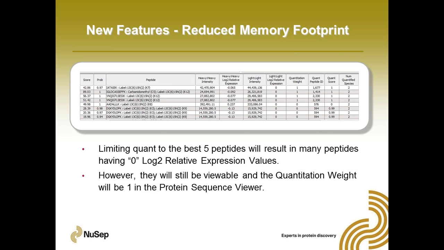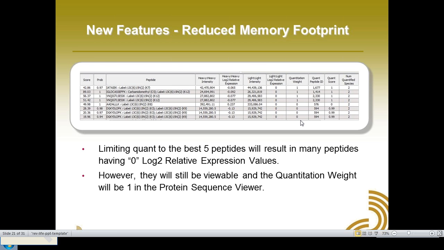Okay. What does that look like? So here, if we're in the protein sequence view, again, this is double-clicking on a protein. You bring up the protein sequence view. You're now going to see peptides that have intensities, but their log-2 relative expression is 0 in some cases. The important thing to point out here is if a peptide is being used for quantitation, its quantitation weight will be given a 1. All the others will be given 0s. So anytime you see a 0 here, that means it's not being used for the protein quantitation.